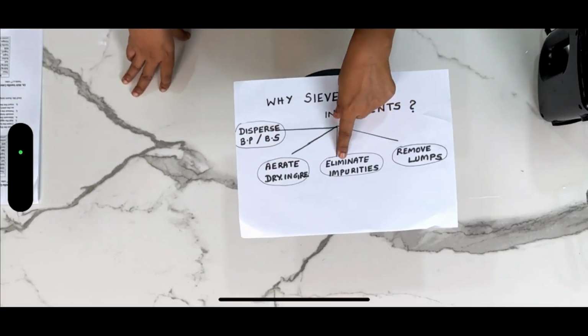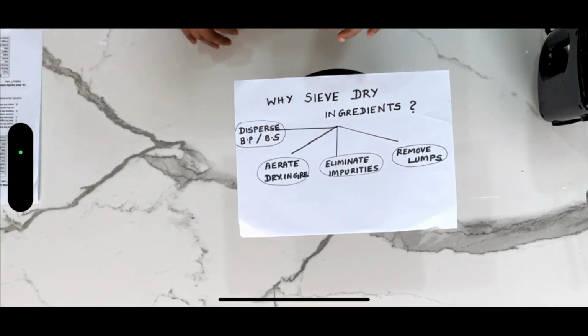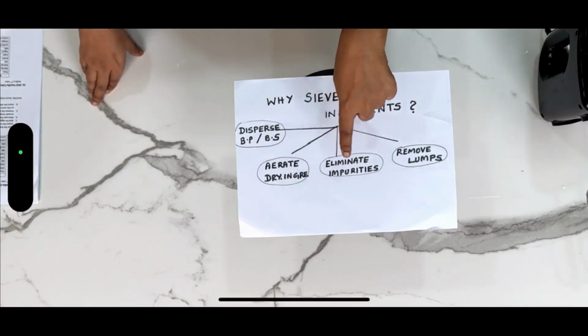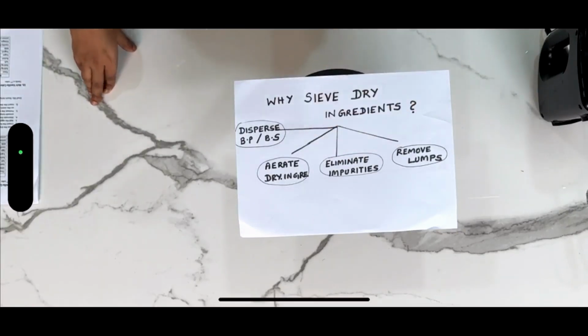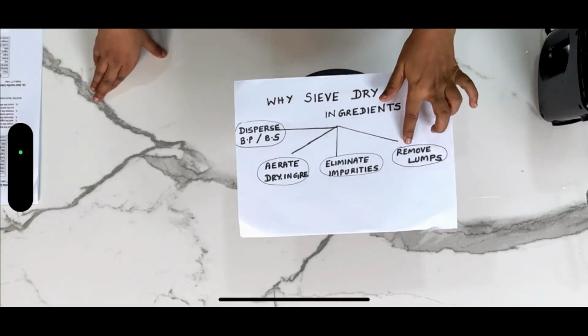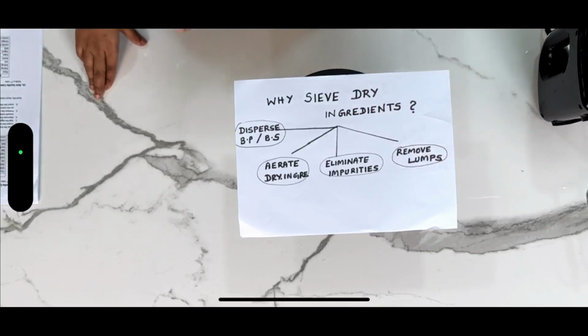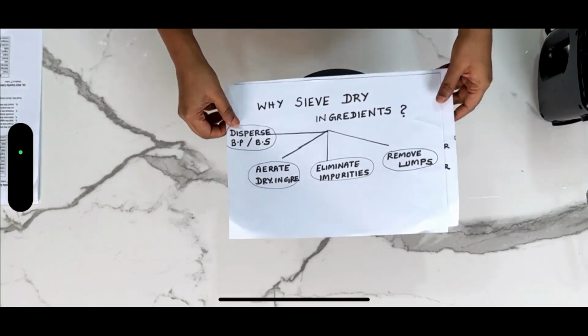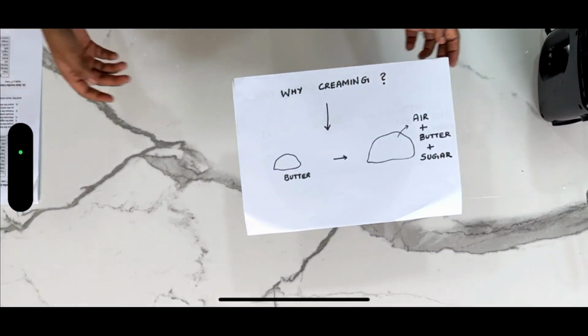Then, eliminate impurities. Sometimes when you don't buy a good quality maida, any branded one is fine, but some shops do sell unbranded ones. They contain a lot of impurities, okay? So they need to be removed. And in case of sieving your cocoa powder and stuff like that, you have to remove the lumps from there. So we need evenly aerated, dispersed, pure, lump-free dry ingredients, okay? That's why we sieve the dry ingredients. Don't skip the sieving process.